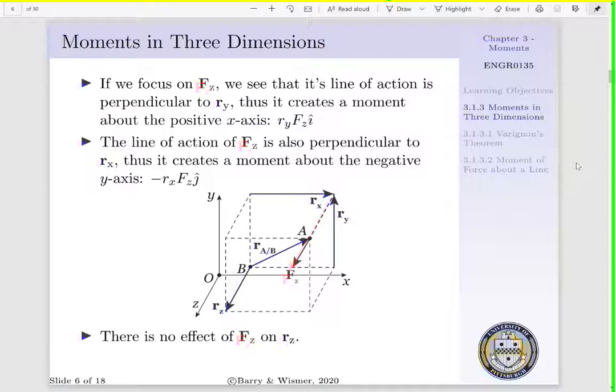Lastly, the line of action of f sub z is also perpendicular to r sub x. And using the right-hand rule, we see we create a moment about the negative y-axis. And this moment is expressed as r sub x, f sub z, j hat, quantity negative. And f sub z and r sub z do not interact since they are parallel.